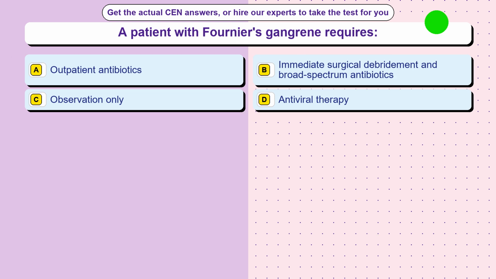Question 23. A patient with Fournier's gangrene requires: Option A, outpatient antibiotics. Option B, immediate surgical debridement and broad-spectrum antibiotics. Option C, observation only. Option D, antiviral therapy.